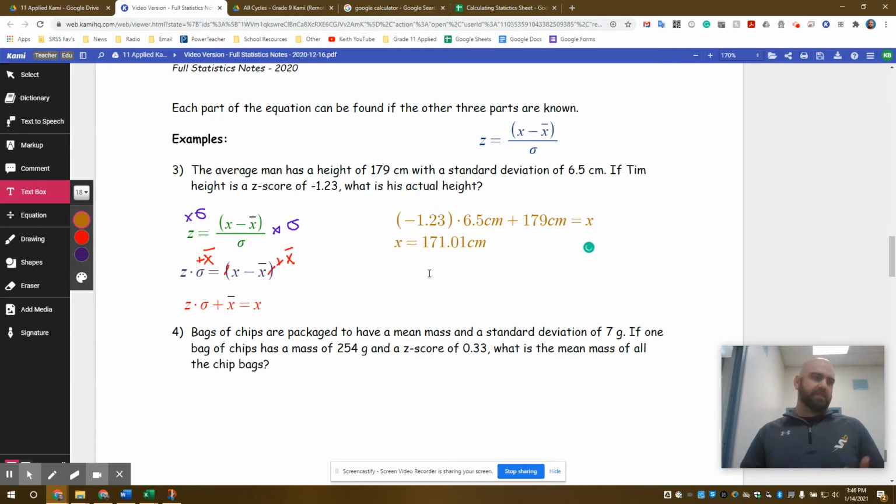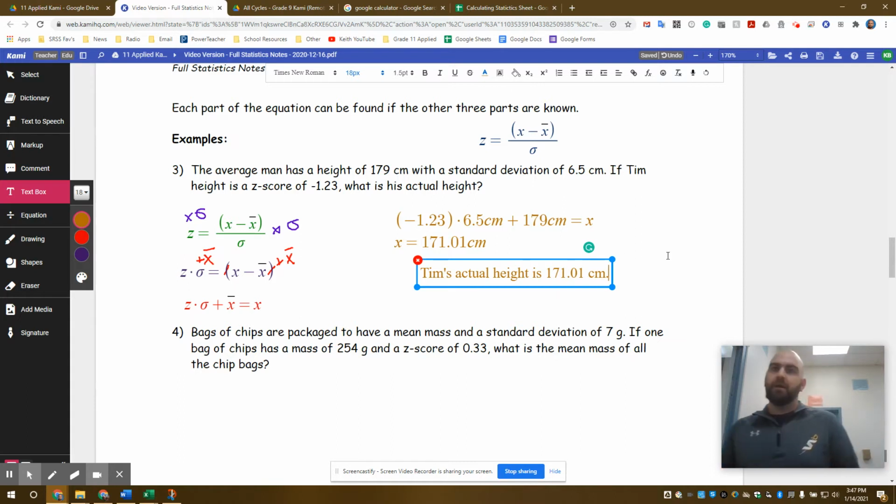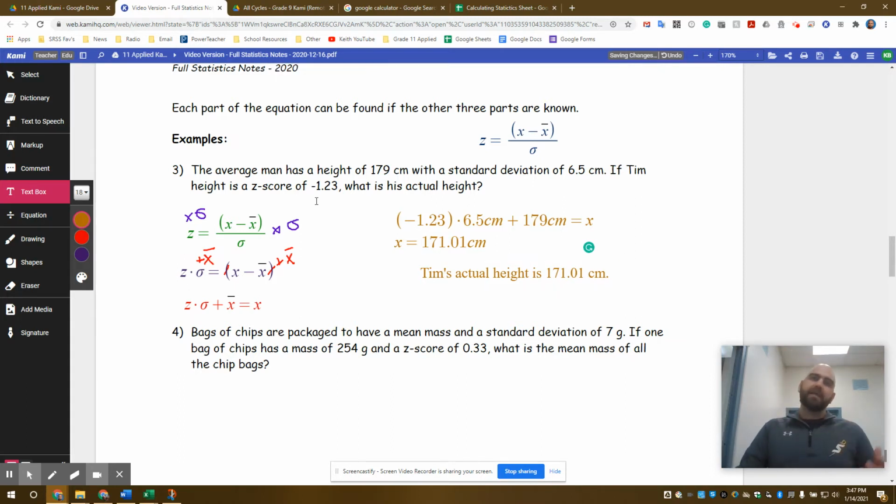Therefore, what is his actual height? Tim's actual height is 171.01 centimeters. Okay, there would be his height. So if we have a z-score and we know the standard deviation and the mean, we can actually find what the actual height is.